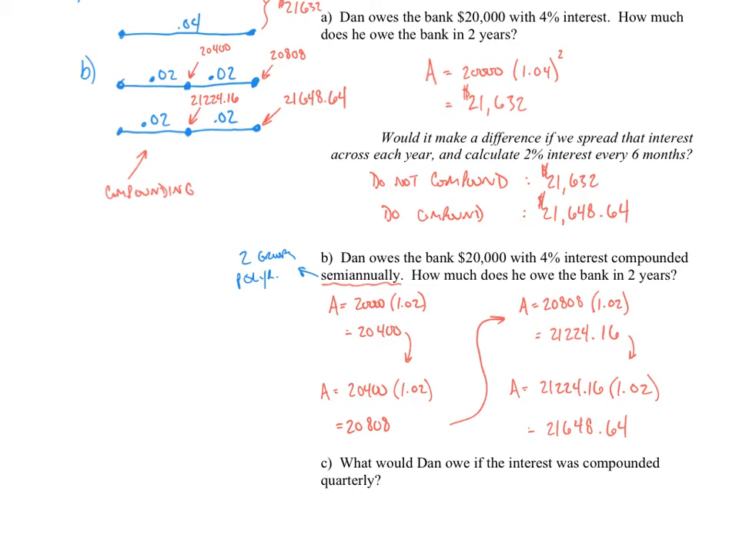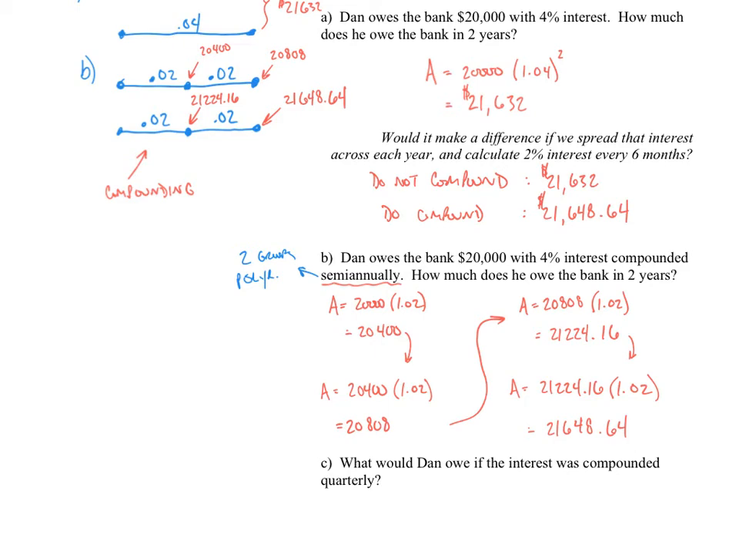And it's just a teeny amount, right? We're talking $16 and 64 cents. Not a big deal, but over many, many, many years, that may turn out to be a greater difference. So it does matter if we compound, and in fact, when we compound, we end up with a greater amount.